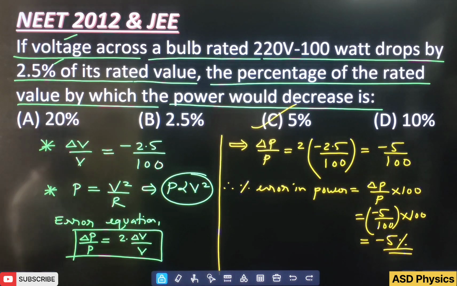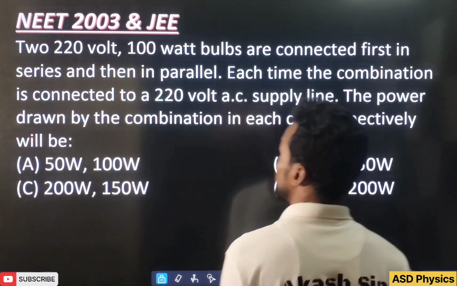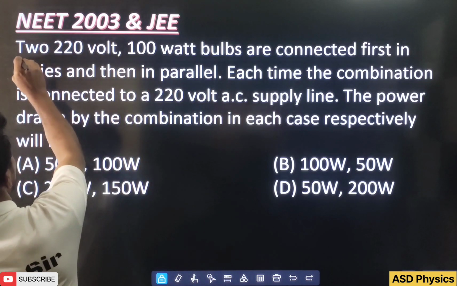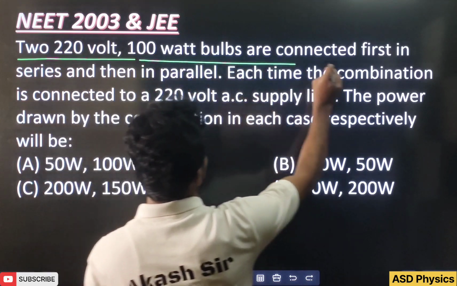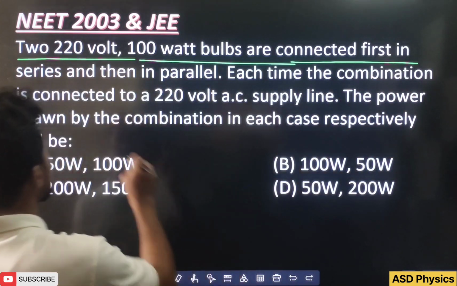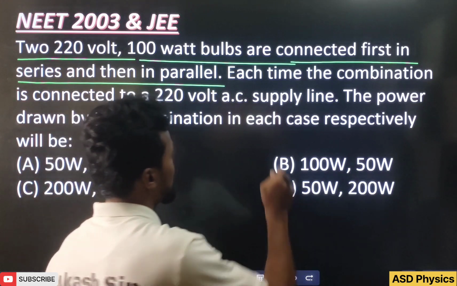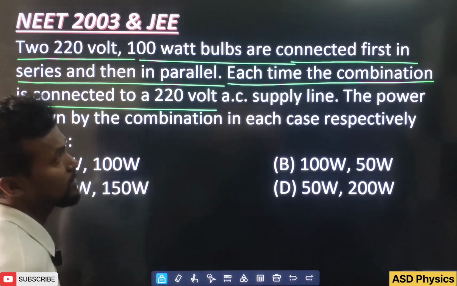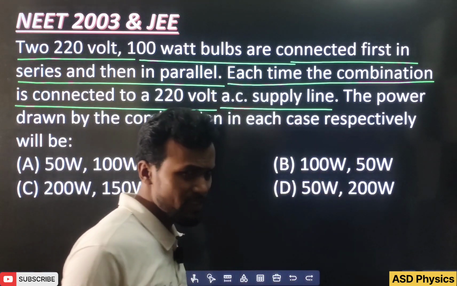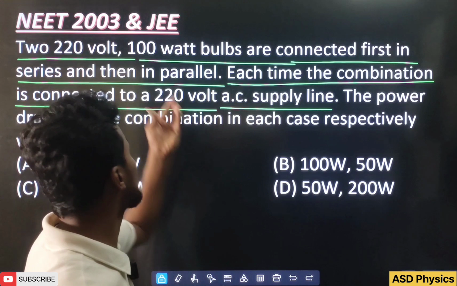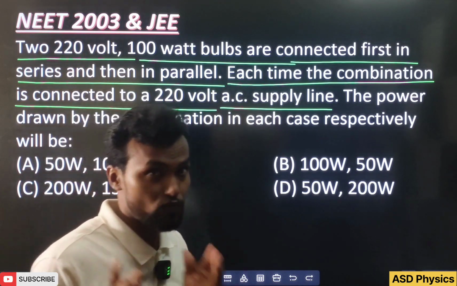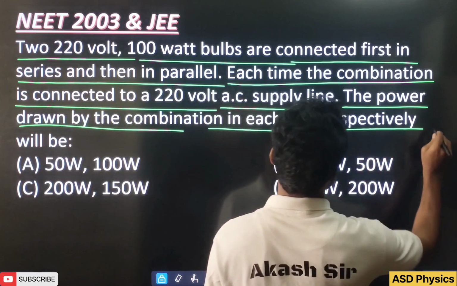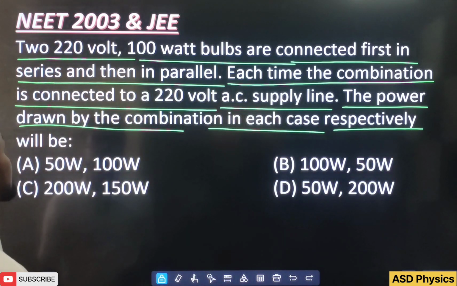Okay, I hope this is very clear to you. Now we'll go to the next one. This question was asked in NEET 2003, an important concept. Two 220 volt 100 watt bulbs are connected first in series and then in parallel. Each time the combination is connected to a 220 volt AC supply line. Everything we are learning is applicable for AC also, but whatever voltage is given is called the RMS voltage. Now, what is the power drawn by the combination in each case respectively, first in series and then in parallel?